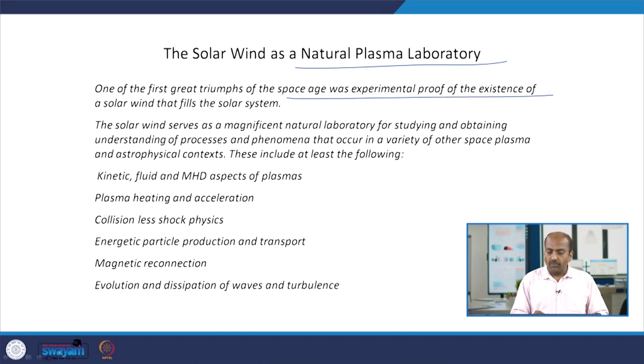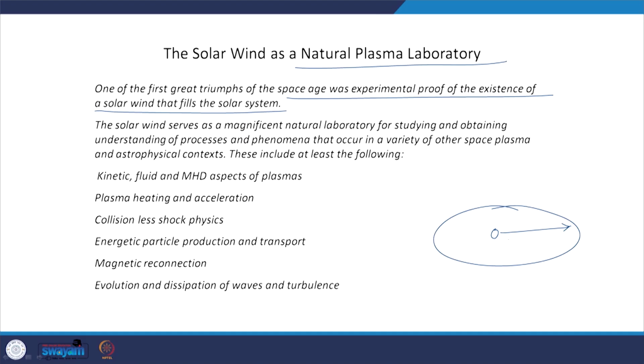One of the first greatest triumphs of the space age was the experimental proof of the existence of the solar wind that fills the solar system. We have seen this cavity that surrounds the sun is basically filled by the solar wind, radially outflowing in all directions. It goes to a point where the dynamic pressure exerted by the solar wind equals the pressure exerted by the interstellar plasma. So, this cavity is mainly maintained by the solar wind.